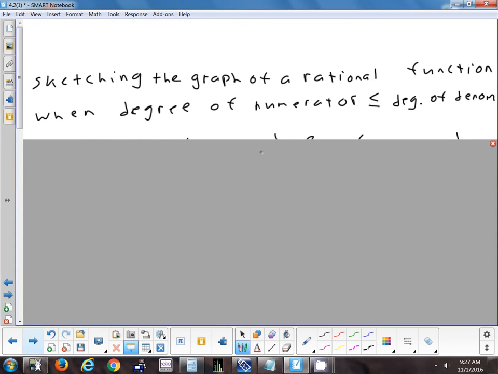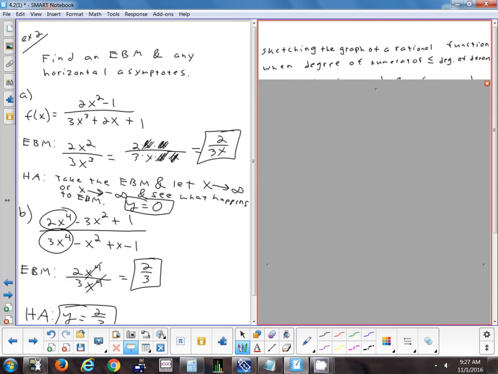So we're going to focus on the kind of problems that we just looked at, when the degree of the numerator is either smaller or equal to the degree of the denominator. That's all we're going to look at today. In example 2a, the degree of the numerator was smaller. In example 2b, they were equal.